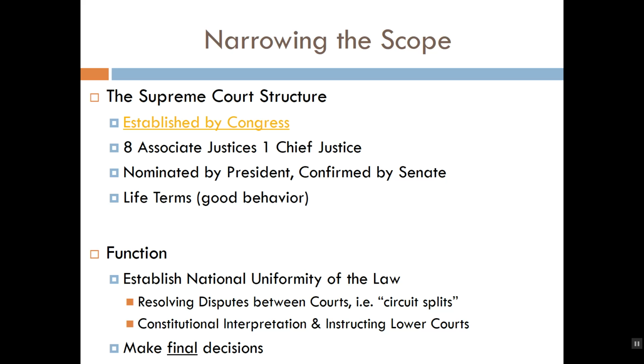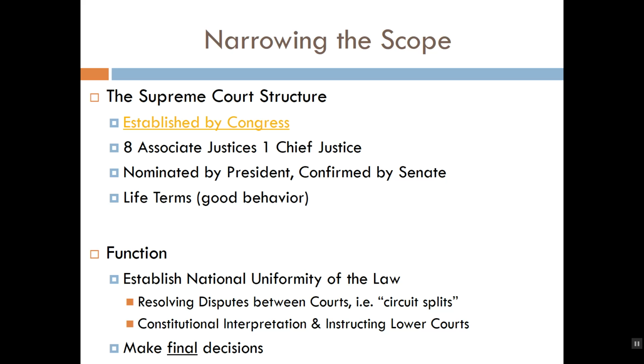So, in some cases, we will have what's called a circuit split. A circuit split is a disagreement about how to interpret and apply the law that emerges when two circuit courts come to contradictory conclusions. For example, if the 9th Circuit Court says that there is a constitutional right to same-sex marriage, but the 10th Circuit Court says no, there is not, we have a circuit split, a disagreement about the law which exists between different courts. And neither the 9th Circuit nor the 10th Circuit has the authority to overturn the other's ruling.